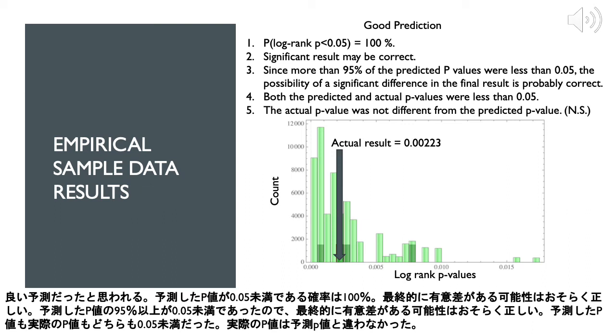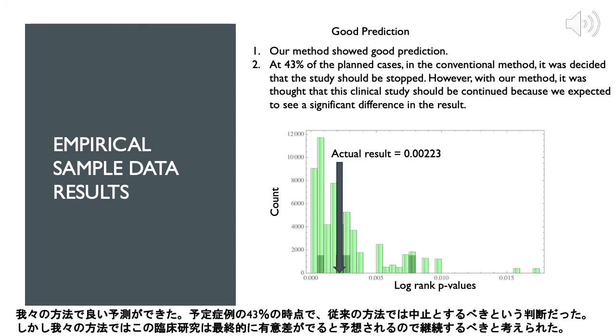The possibility of a significant difference in the final result is probably correct. Both the predicted and actual p-values were less than 0.05. The actual p-value was not different from the predicted p-value. We got good predictions with our method.